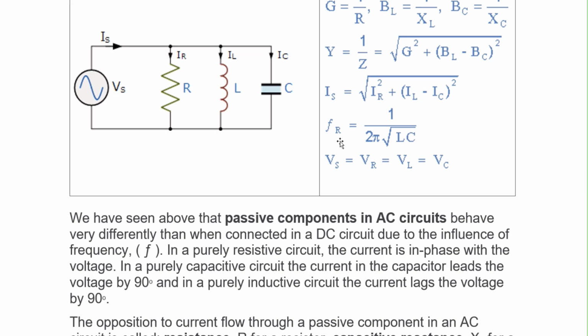Now here also resonance can happen, and for resonance to happen you have to have a particular frequency, and that frequency is equal to 1 upon 2 pi times the square root of LC. And in this case, Vs, VR, VL, and VC are all equal because the source voltage appears across all these three elements.